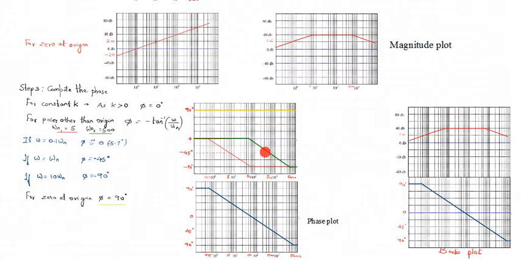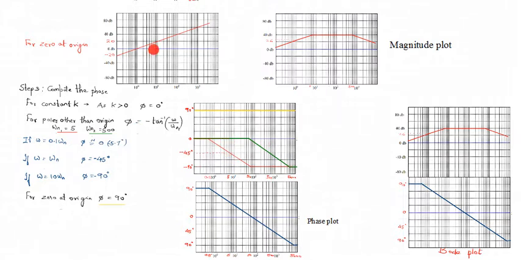Now there is one more phase, friends, which is the zero at origin. So what is the phase for a zero at origin? The phase for a zero at origin is 90 degrees. You could see here we have shown it. So all the phases are shown here. This is the phase for the zero at origin. This is the phase for poles other than at origin, right? And there is the constant, which is 0. So we need not consider this. So we have a total of 3 phases to consider, and considering these 3 phases, now we have to draw the final phase spectrum. So you could see here.